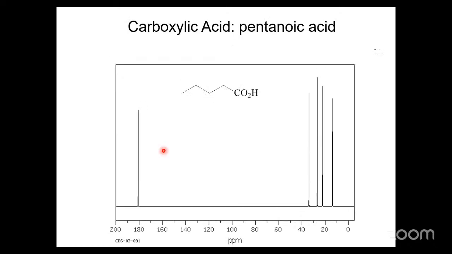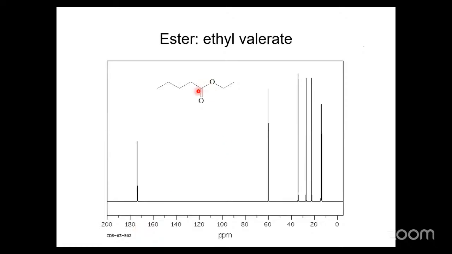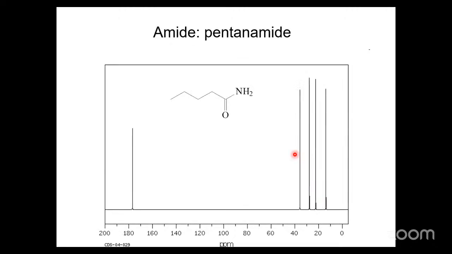Coming to the carboxylic acid, here the example is pentanoic acid. It's a non-symmetric molecule, so the number of carbons and number of peaks will be equal. Only the carbonyl carbon is coming around 180. In the ester, ethyl valerate, this carbonyl carbon is coming around 175. The rest of the carbons, which are sp3 hybridized, are coming below 60 delta. Amide carbons are also coming in the same region.